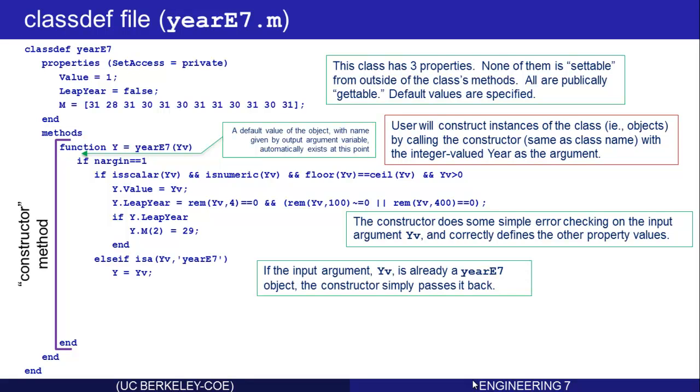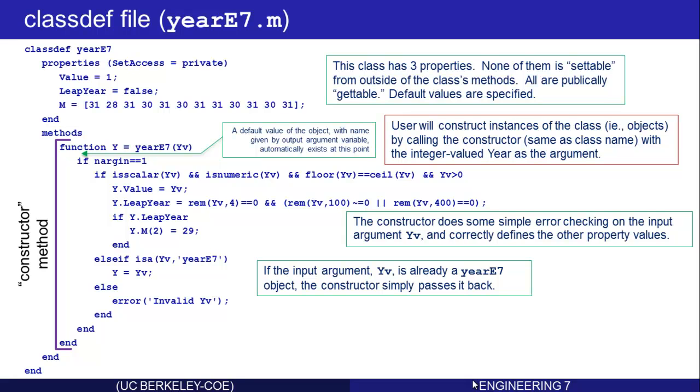The next case considered is when the input argument is already a Year E7 object, and then the constructor simply passes that back unaltered. And finally, anything else is considered an error. And right now we'll just use a simple error message, invalid YV. The other possibility is that there are no input arguments, in which case a default value of the object is returned because, as we outlined earlier, before the second line of the constructor method, a default value of the object already exists with name given by the output argument variable.